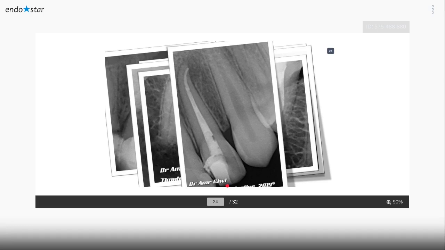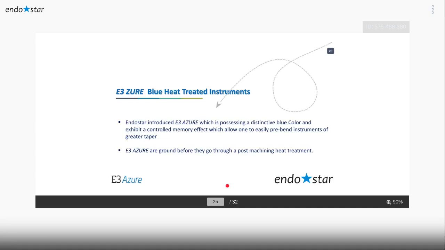Our next point is very important because I will let you understand more about what you can get from heat treatment for these wires or these files. The heat treatment process for the E3 Azure gives it the blue color. They don't paint the wire to be blue or to have this unique color. This heat treatment process gives you the benefit of controlled memory.